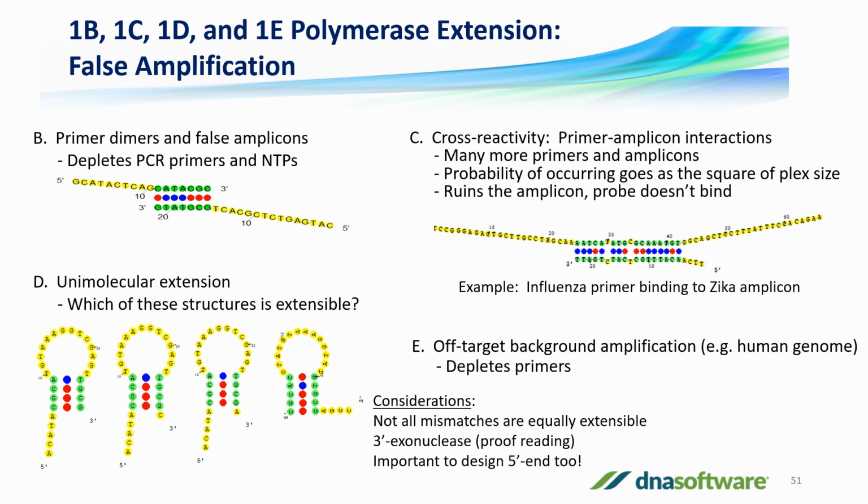And lastly, there's the concept, step E here, about off-target background amplification. So if we were trying to make a diagnostic for viruses or bacteria, we would be concerned with the human genome as a possible background. We wouldn't want those primers to amplify somewhere in the human genome. That would deplete the primers, causing the multiplex PCR to not amplify uniformly and cause problems. I'll return to this in one moment.